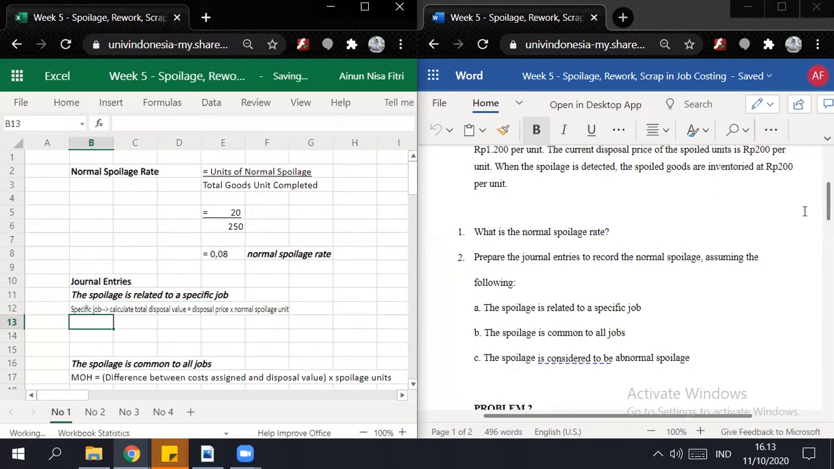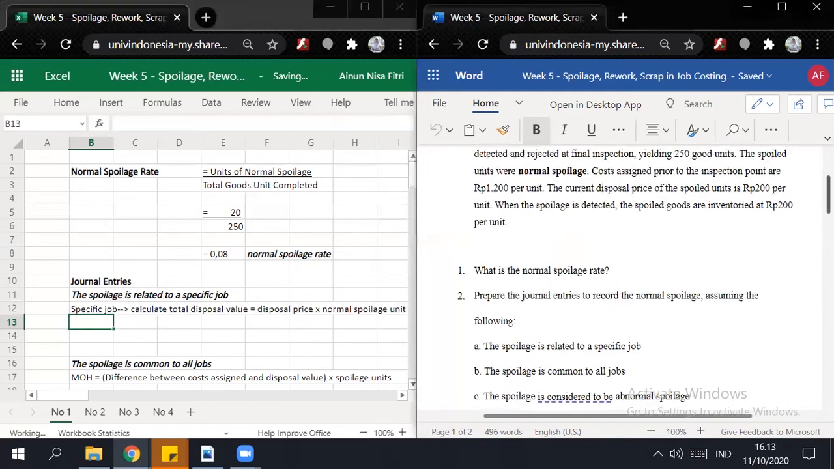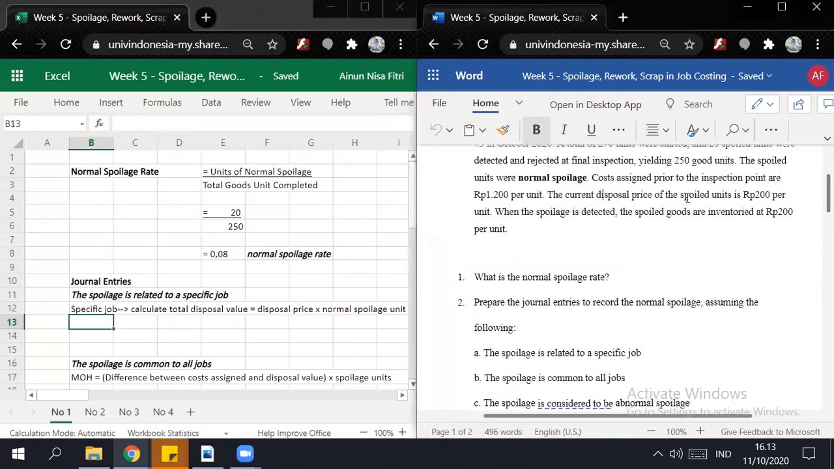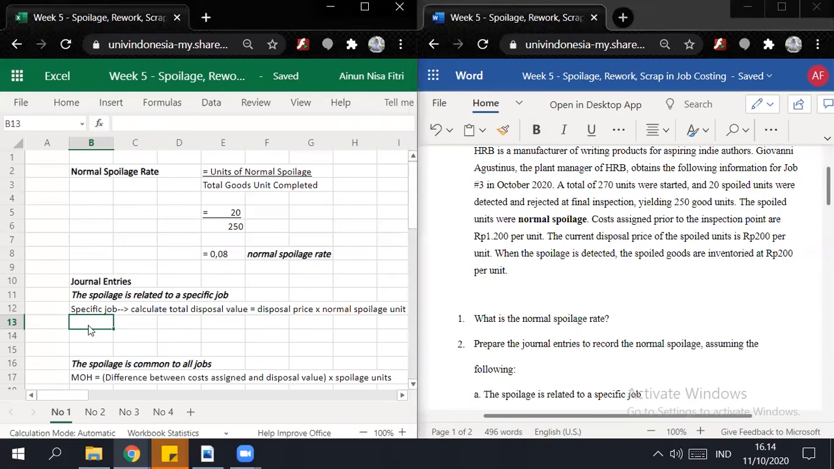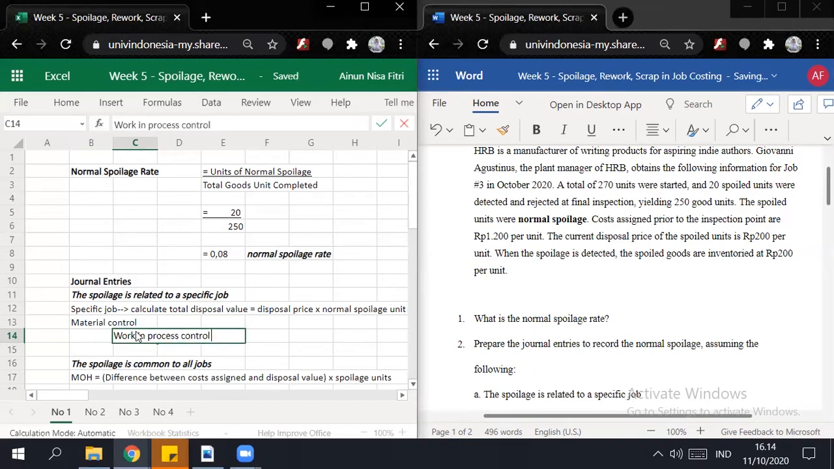So it is 200 times 20 units. 200 is the disposal price, while the 20 is the spoiled units detected. And how about the journal entry? The journal entry is materials control on the debit side. Meanwhile, on the credit side is work in process control. And don't forget to add job number 3.